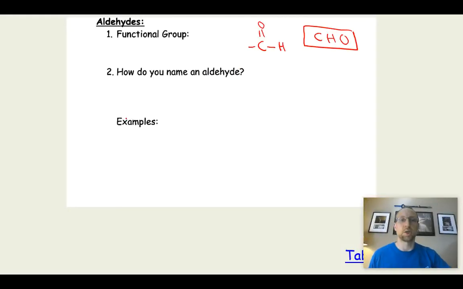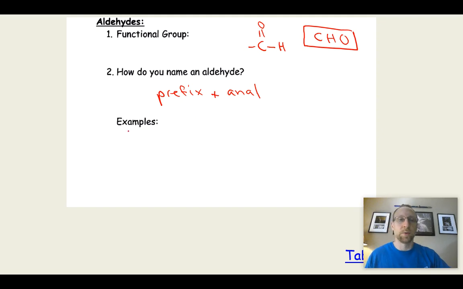So how do you name aldehydes? So it's prefix plus anal. So pronunciation is important here. It's pronounced anal. So aldehydes end in anal, ketones end in anone, alcohols end in anol. So you're seeing these differences, and it's pretty consistent in terms of how they change, right?